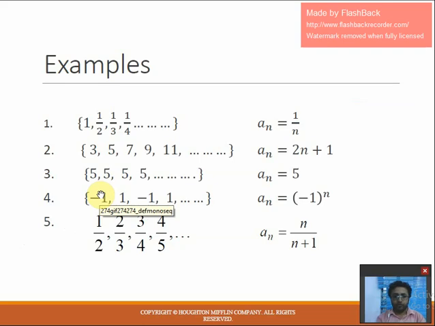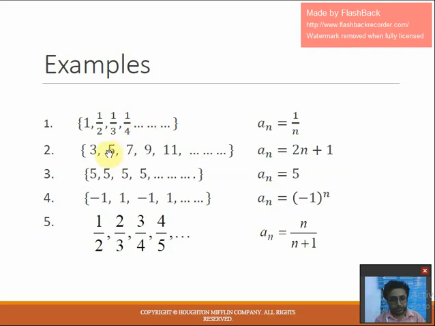Now, we have a few examples. Look at the first sequence: 1, 1 by 2, 1 by 3, 1 by 4, and so on. The nth term is obviously 1 by n. Now, tell me, is this sequence monotonic or not? As 1, 1 by 2, 1 by 3, 1 by 4, the values are always in decreasing order. So, we can say this sequence is strictly monotonically decreasing.